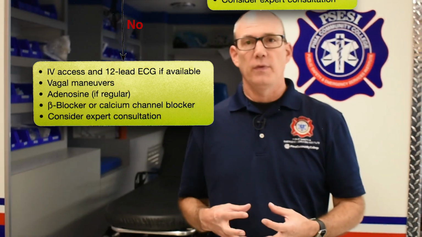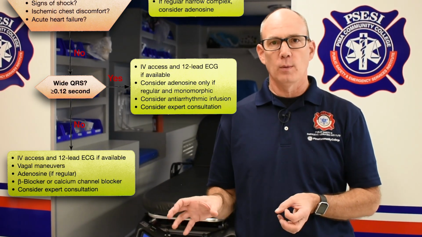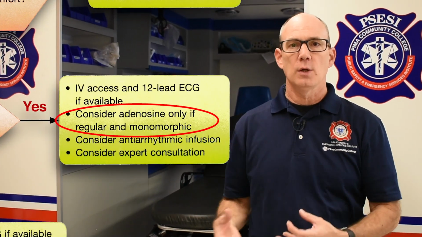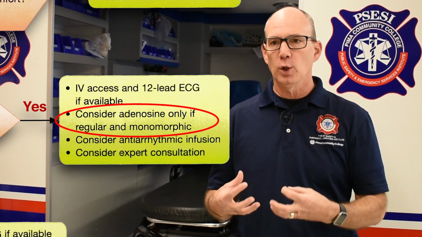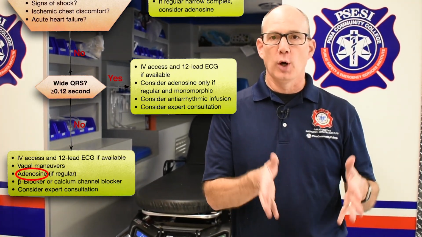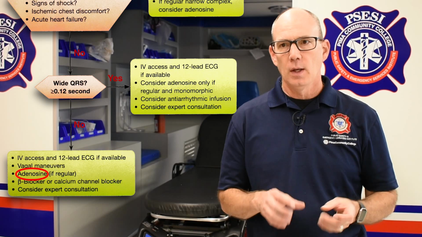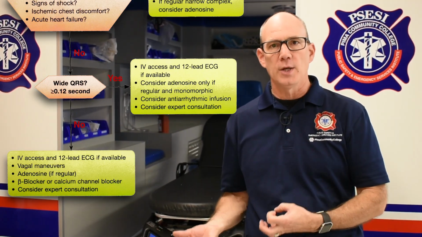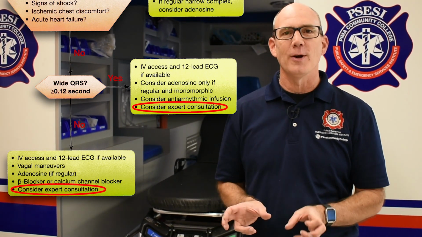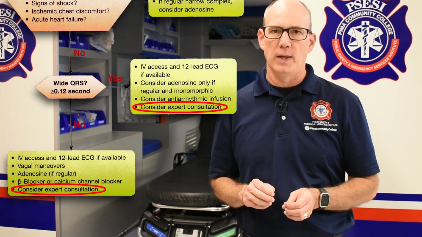You might be asking yourself then, what if I have a wide QRS? Because there's a point in the algorithm where it points us on a particular path and it includes information such as consider adenosine only if your rhythm is regular and monomorphic. When we just talked about adenosine, it is primarily used for narrow complex tachycardias we believe are happening at the top of the heart, such as SVT. Well, remember, first of all, treat your patient, not your monitor. Second, there's a spot in both of those boxes that says consider expert consultation. So if you're not sure, that's a good time to get a second opinion because we want to do the right thing for our patient.